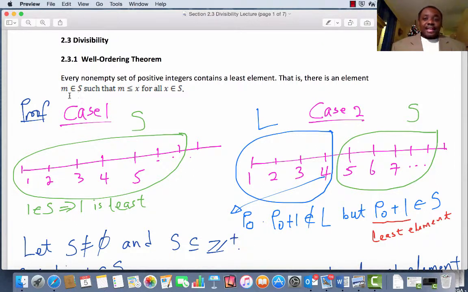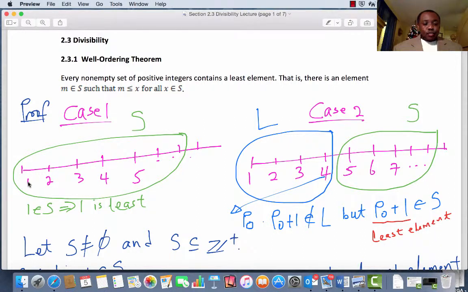i.e., there exists an element M in S that is less than or equal to all the other elements in S. M is the least element. Usually, I don't like to draw pictures when I'm proving, so if I ask you to present a proof, I don't want you to draw pictures and tell me that is the proof. But I'm going to draw some pictures here just to give you an idea of the proof because it is a little abstract. Now, this is the set of positive integers.